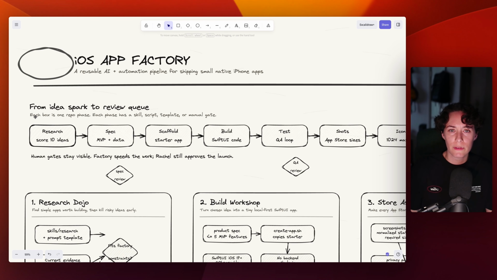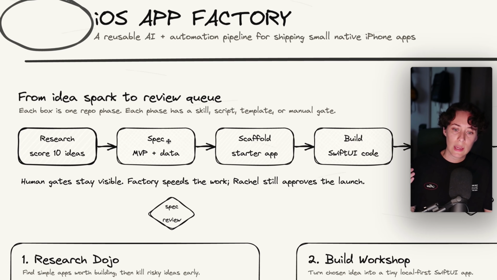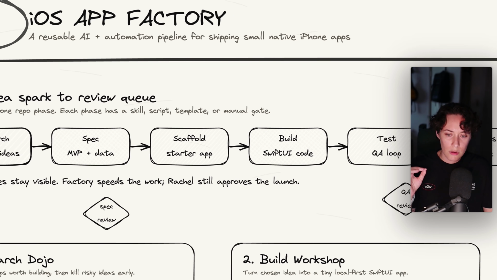So you get a sense of what these apps are, but I want to give you a bit more detail so that you understand what you're actually getting in this template. Here is the flow of things. You basically get a score based on trending searches. You also get a spec, the MVP. You get the scaffold of the starter, so that you start strong, and from there you can continue building. It helps you test. It also helps you get the shots. It helps you create the icon.